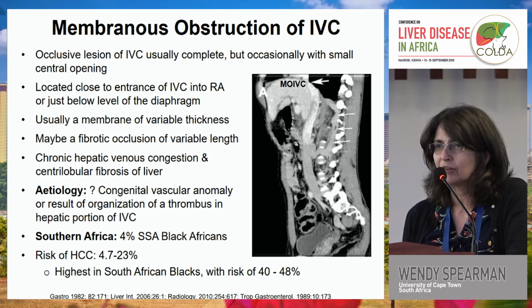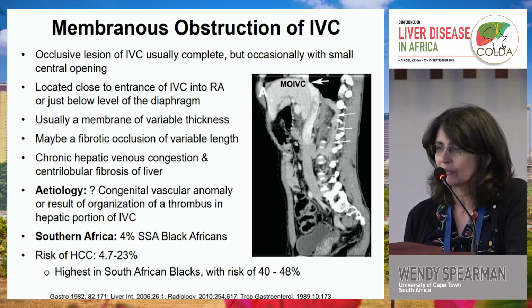And then finally, this entity of membranous obstruction of the IVC. This is an occlusive lesion of the IVC, usually complete, but occasionally can have a small central opening. It tends to be located close to the entrance of the IVC into the right atrium, or just below the level of the diaphragm. It's usually a membrane of variable thickness, but can be a fibrotic occlusion of variable length, and these individuals present with chronic venous congestion and centrilobular fibrosis of the liver.